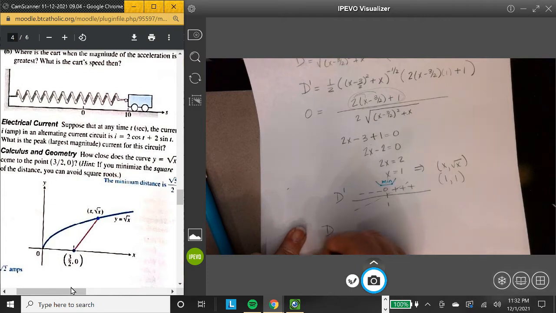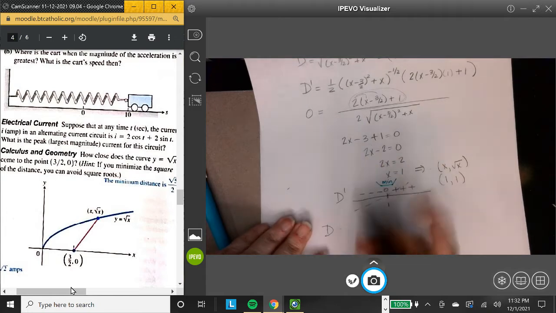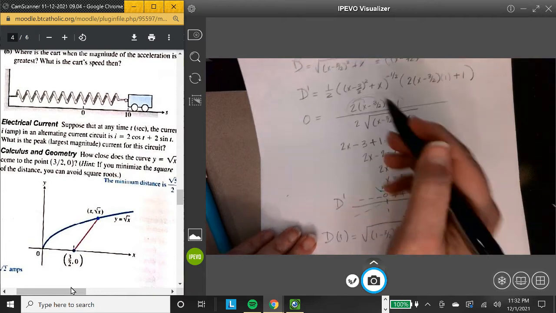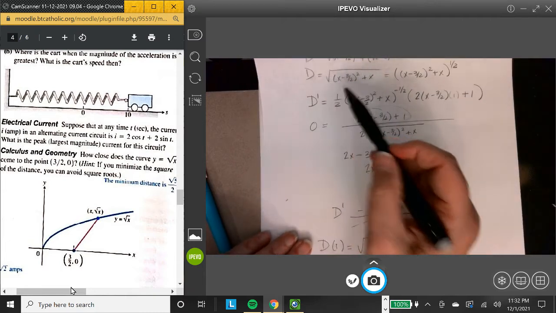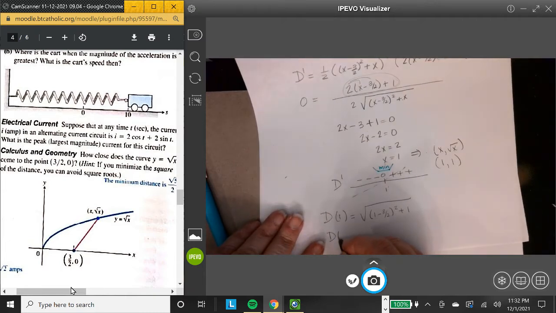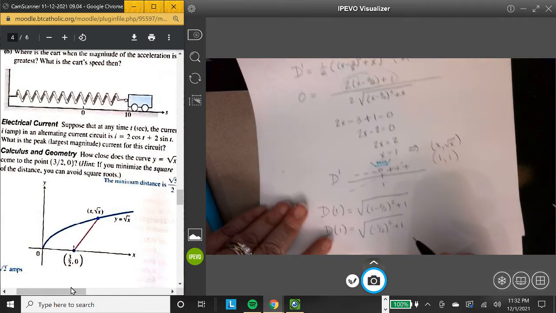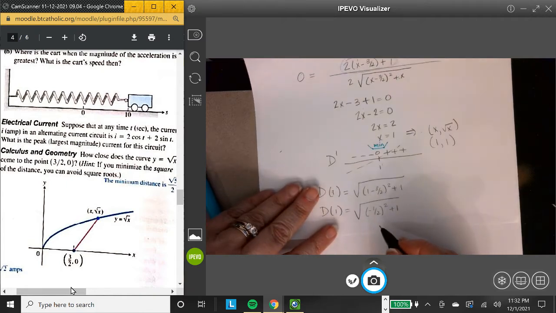And so if I want the distance, remembering I want the distance at 1 when x is 1. So I want to evaluate it at 1. So it's going to be the square root of 1 minus 3/2 quantity squared plus 1. Because x is 1, right? Because I'm using this formula here. So the distance at 1 is going to be the square root of 1 minus 3/2 is negative 1/2, quantity squared, plus 1. Negative 1/2 squared is 1/4.